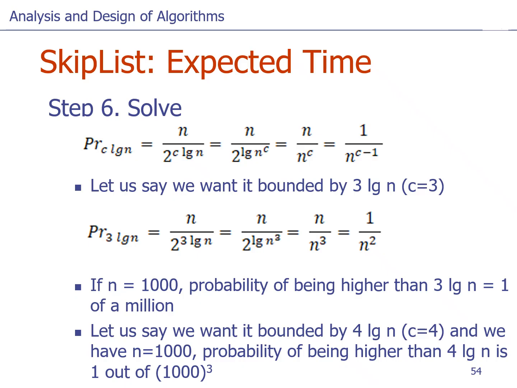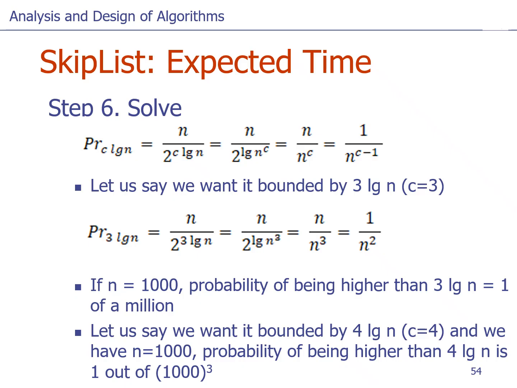Now, where is n to the 3 coming from? Why am I having 2 to the power of log n to the power of 3? If you look at the previous step, it was 2 to the power of 3 log n. I took the power and I raised the power to the n. This is again logarithmic manipulation. Where is the 3 coming from? I'm just trying out a value that I am bounding the solution by.